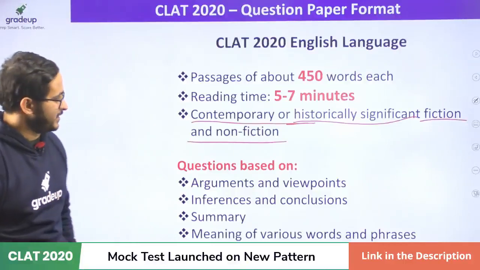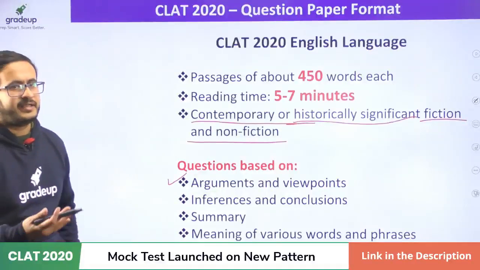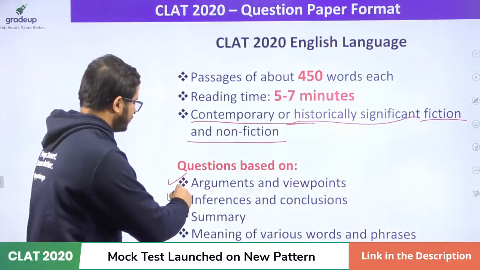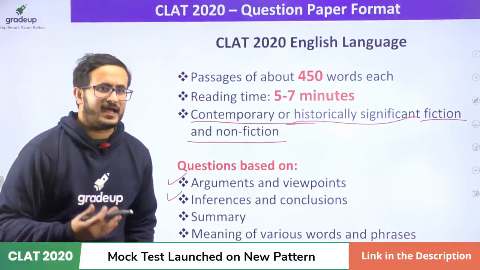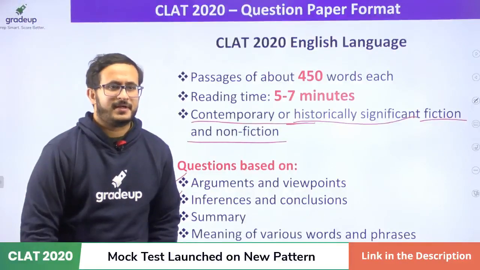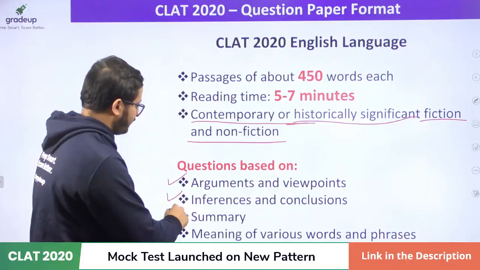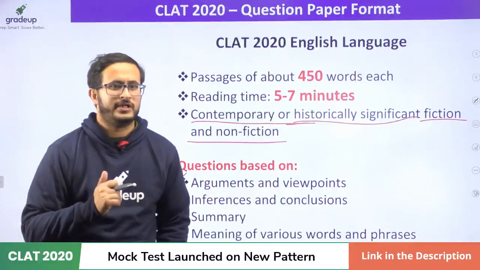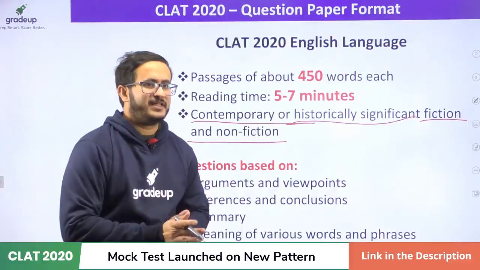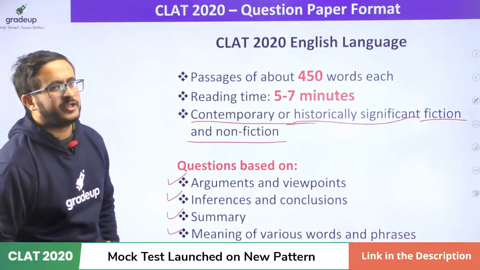the notification. They've mentioned that they will test you on arguments and viewpoints. So you have to read the passage and understand the arguments and viewpoints of the author. Inferences and conclusions, so you need to draw the inferences and conclusions from the passages. Summary, there will be questions based on summarizing the passage. You will also be tested on meaning of words, so the vocab will be tested only from the passage. They'll ask you the meanings of various words and phrases, but only from the passage. So no additional knowledge required.